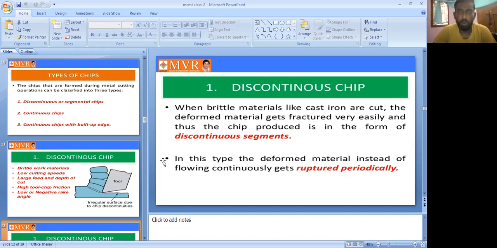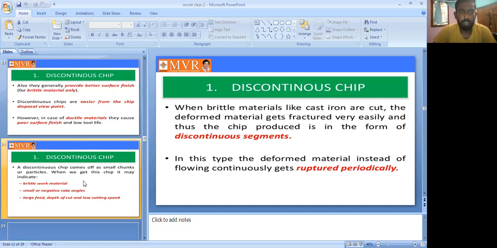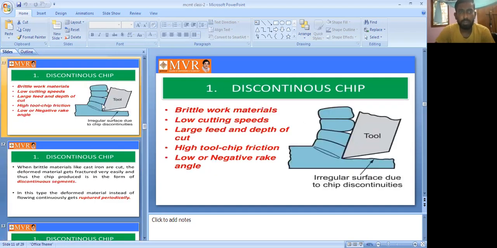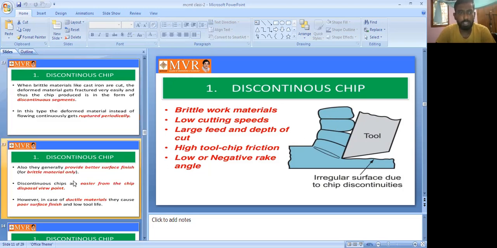So this one we can call the discontinuous chip. Another point is that a discontinuous chip comes off as small chunks or particles. So how do we get the chip formation? We get small particles here, and this one we can call a small chip. That is the definition here.